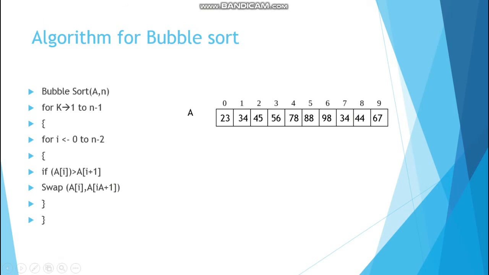So here A will not come, so please correct this. So this is the algorithm for bubble sort.